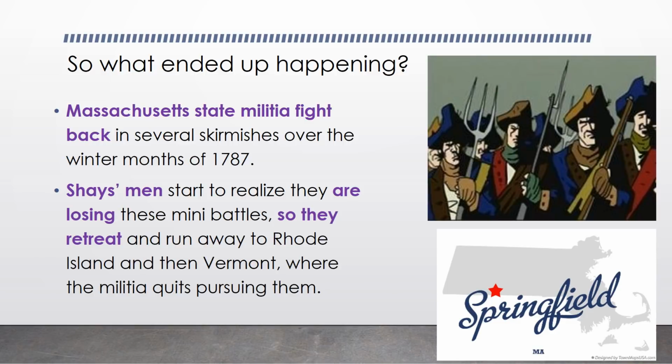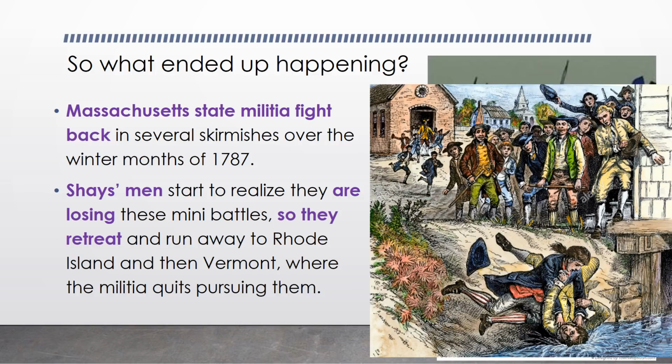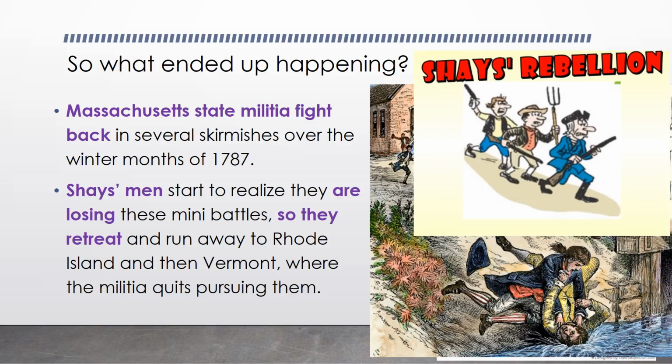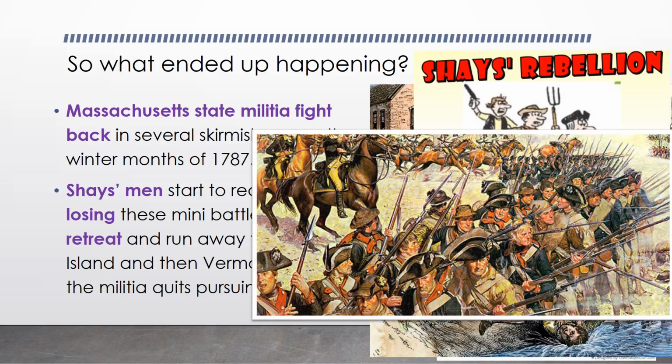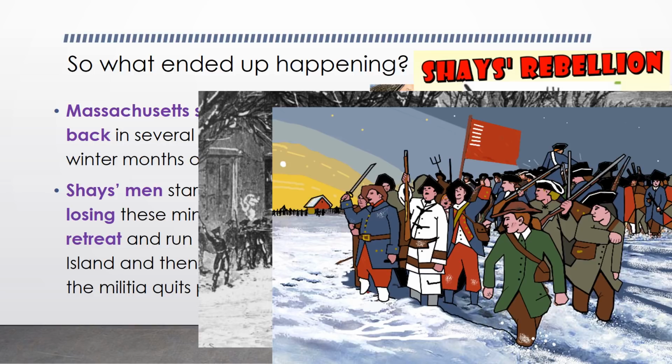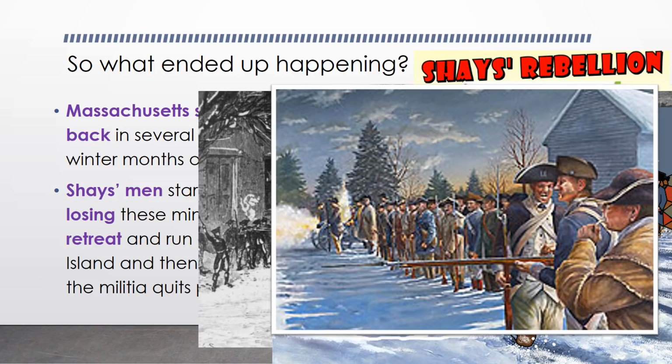Well, Shays' men are on a rampage in an attempt to capture the federal arsenal at Springfield. In the process, they harass leading merchants, lawyers, and supporters of the state government. Massachusetts has a state militia, and with this group of soldiers, they are sent to go fight back Shays' men and stop them. The state militia fights back in several skirmishes over the winter months of 1787. Draw a quick sketch of the Massachusetts militia putting down the uprising of Shays' Rebellion.